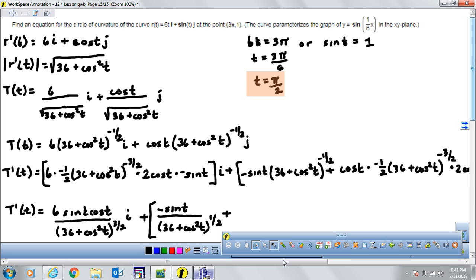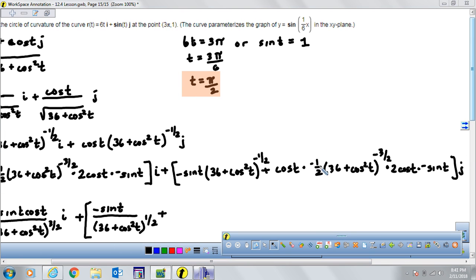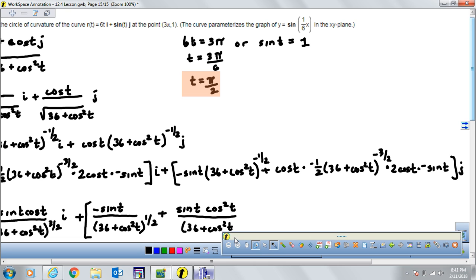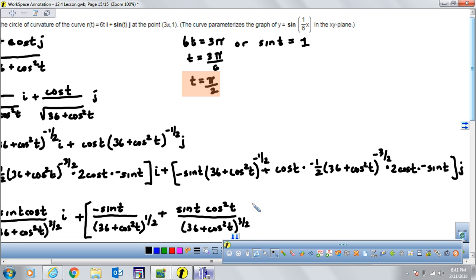So now let's simplify this right side. What do we simplify first? Negative 1/2 times 2 is negative 1. Negative 1 times a negative is positive 1. Sine times cosine, it would be positive 1 sine of t times cosine square of t, because cosine times cosine is cosine squared. And then times this guy raised to the negative 3/2, that's the same thing as just dividing by 36 plus cosine square of t raised to the positive 3/2.